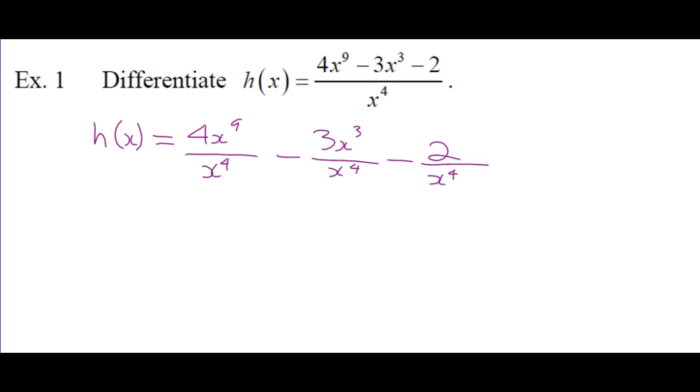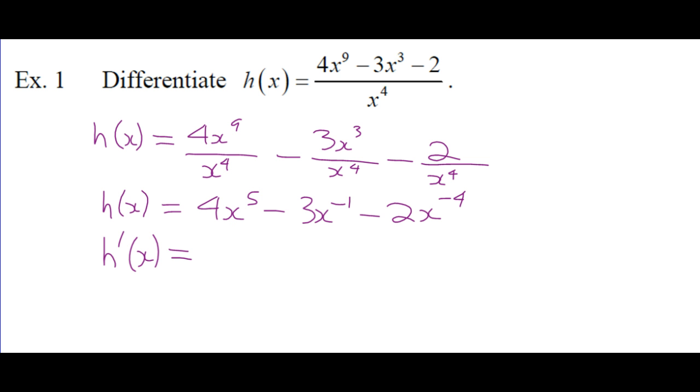They all have that denominator, right? Normally we'd work from that line up to the line above to get the simplified form, but here we're splitting it up, so they all have to have that denominator. Now we can simplify each term. So this is 4x to the 5th minus 3x to the negative 1 minus 2x to the negative 4. So h prime of x is first term.